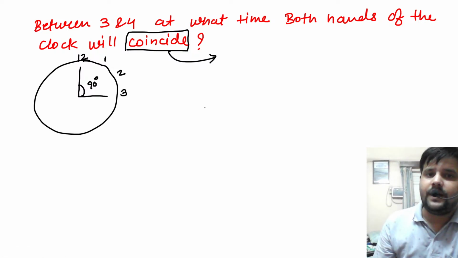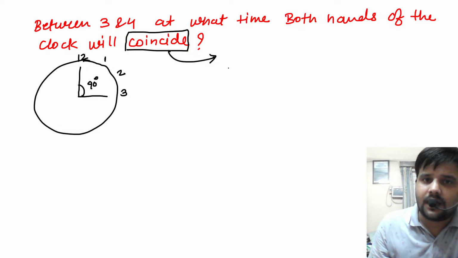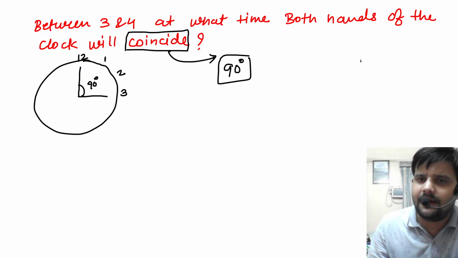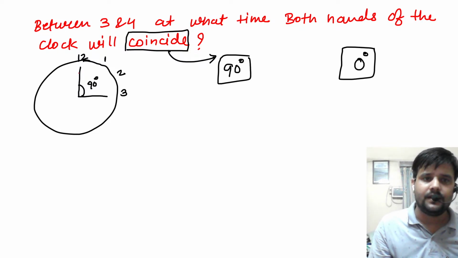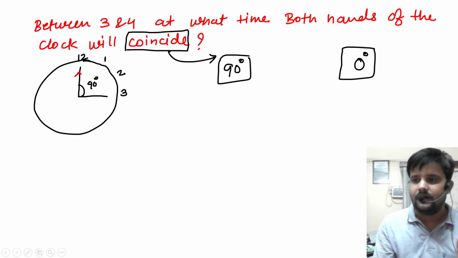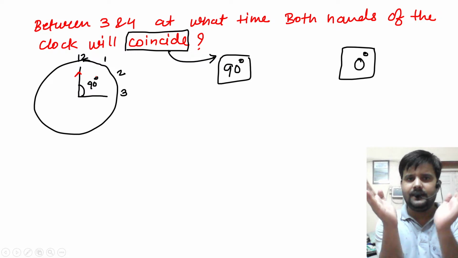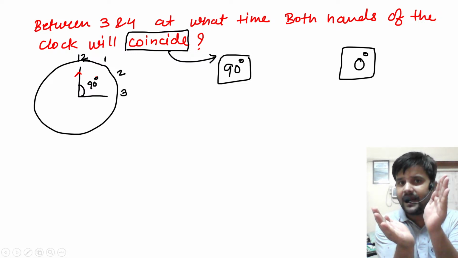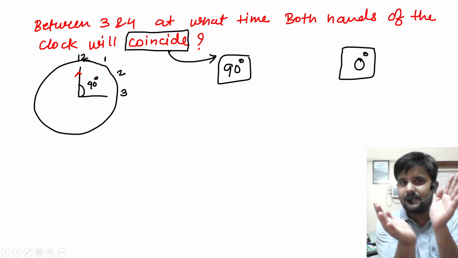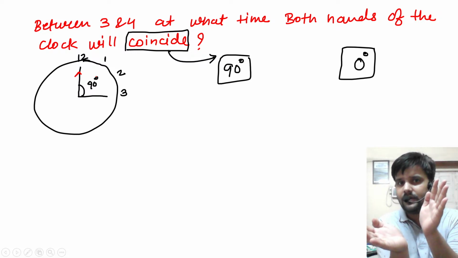Yes. So it means the current position of the needles is 90 degrees, and the desired angle we need is 0 degrees. And what we know is that the minute hand is behind the hour hand here. So now what will happen? Between these two needles, the minute hand is faster. The minute hand is coming from behind, so it will be coming at a much higher speed compared to the hour hand.